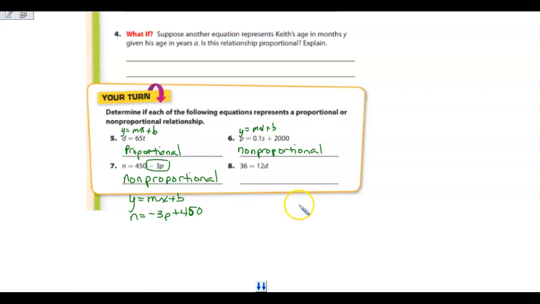Take a look at number 8. Can you rewrite it into the slope-intercept form? Because we cannot, this is nonlinear and non-proportional. So we're going to write non-proportional.